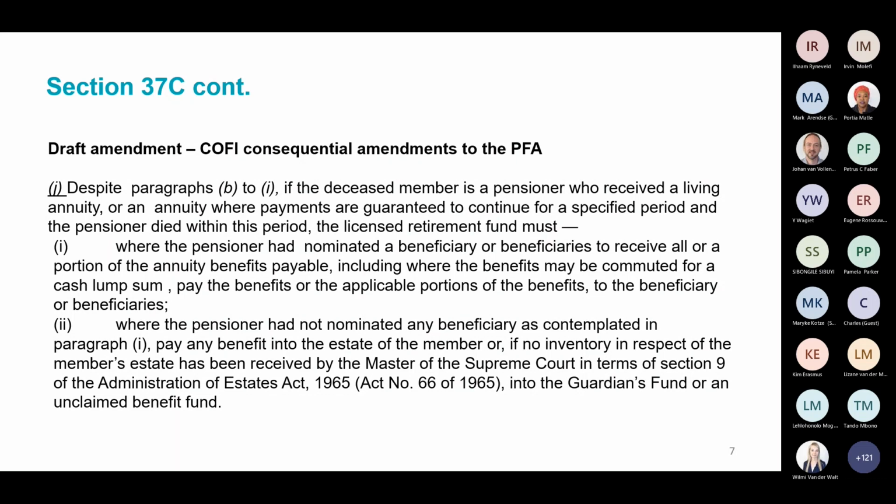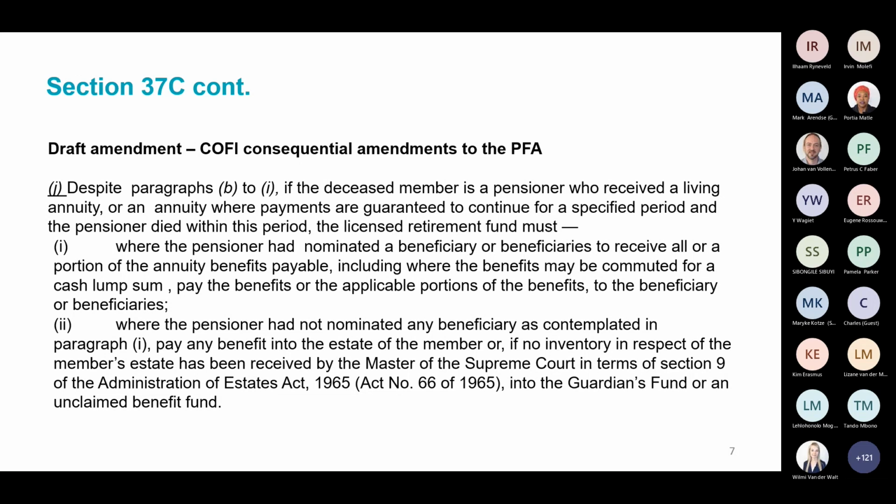However, if you have had sight of the consequential amendments to COFI, to the Pension Funds Act, there are changes that are afoot, which will basically provide that where a deceased member is a pensioner who is in receipt of a living annuity or a life annuity, where payments are guaranteed to continue for a specified period and the pensioner dies within this period, the retirement fund must then pay the person that the pensioner had nominated, the nominated beneficiaries.